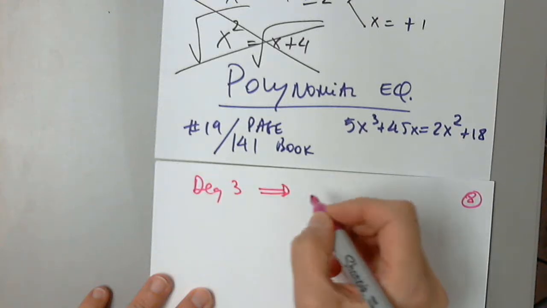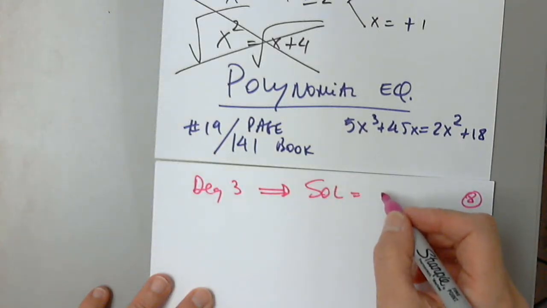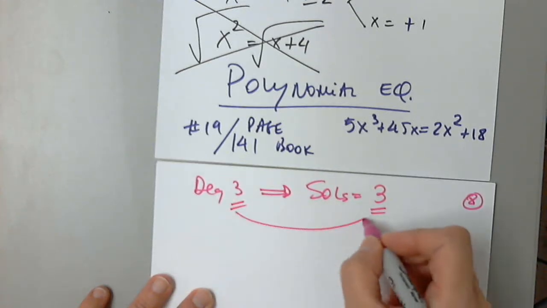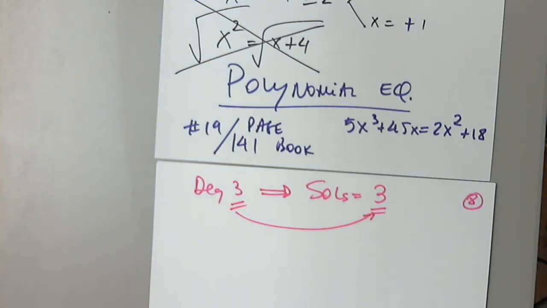How many solutions do I have to get? Mandatory the degree. If the degree is 15, I have to come up with 15 solutions. They may repeat themselves, so I don't care, but I have to find 15 solutions. Okay, in this case, degree is 3.